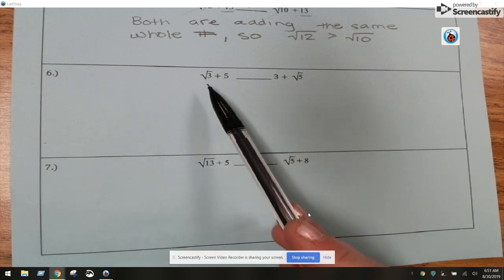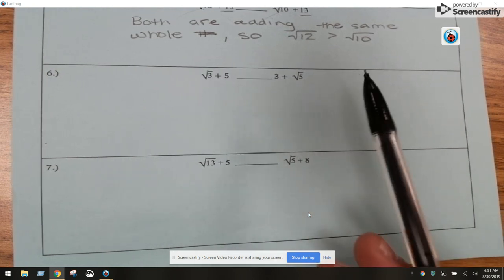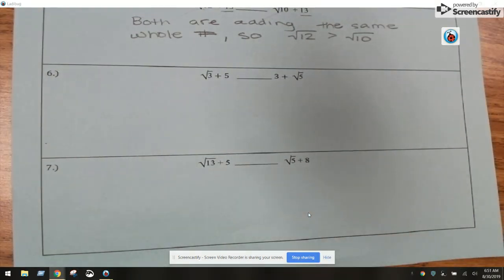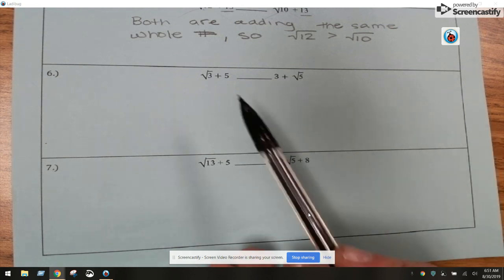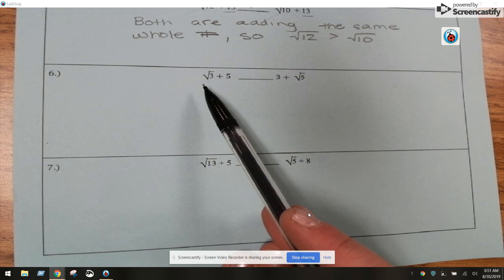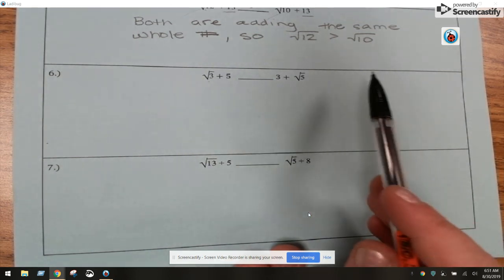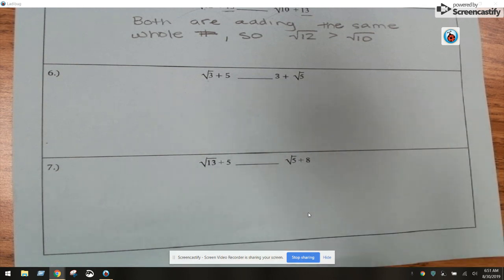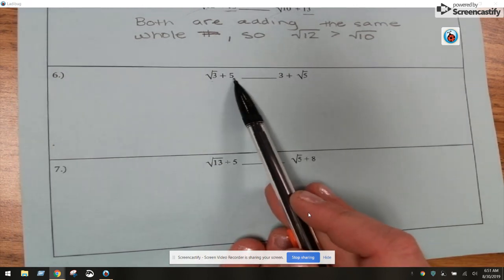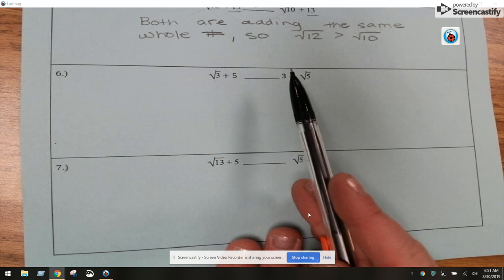So the next one we have is square root of 3 plus 5 and 3 plus square root of 5. And so this one requires just a little bit more of a thought process. We could branch both of these out, but really they're going to be really close to each other. I know square root of 3 is going to be a little bit under 2 and square root of 5 is going to be a little bit above 2, based on they're both really close to square root of 4. So they're really probably just decimal points away from each other, but I know automatically that 5 is much bigger than 3. And so that's going to make all the difference.